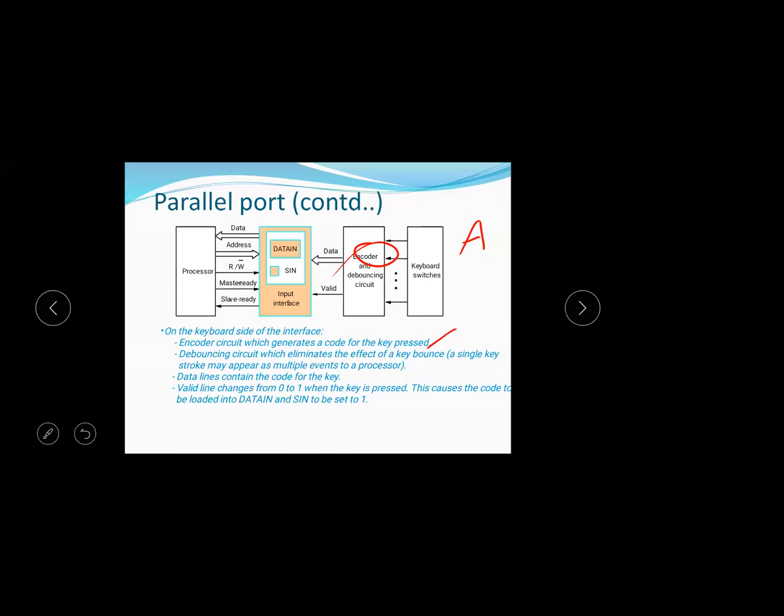Data lines contain the code for the key. Nothing but the 8-bit ASCII code is transmitted through the data lines. And the valid line changes from 0 to 1 when the key is pressed. When a character is pressed, a new character will be there in the encoder circuit. Then the valid signal goes from 0 to 1. This causes the code to be loaded into data in.